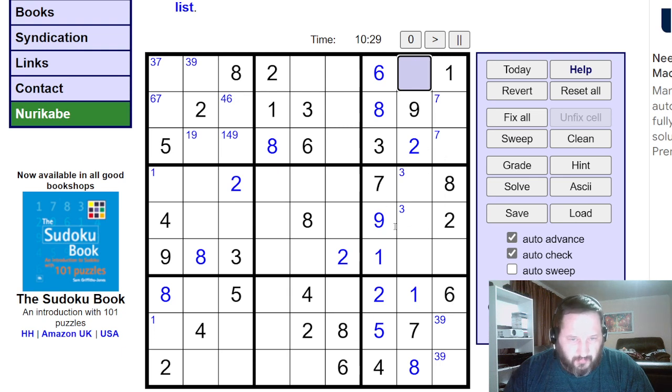7, 8, 9. Okay. So I have a 1. I have a 2. I'm looking at this row here. We have a 3. I need a 4. And it can be everywhere but here. 4, 4, 4. Okay, I need a 5, and that can be everywhere. That's no help. I need a 6, and that can't be here, and it can't be here. Okay.